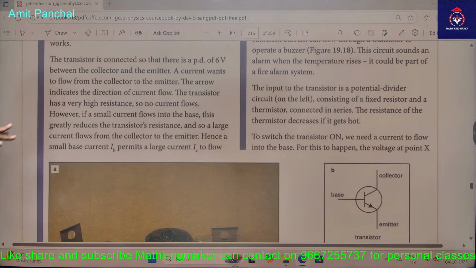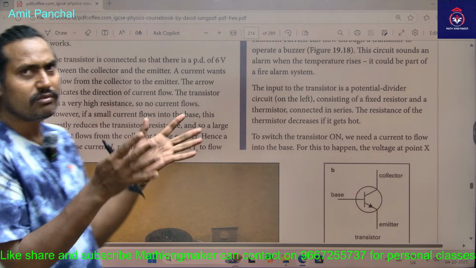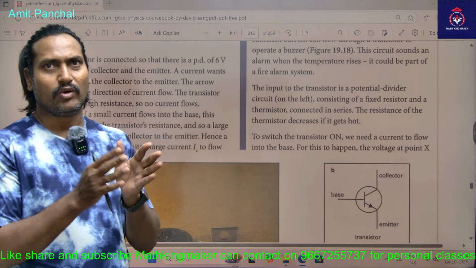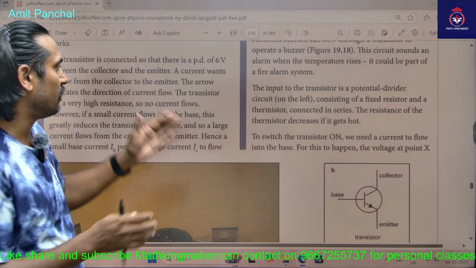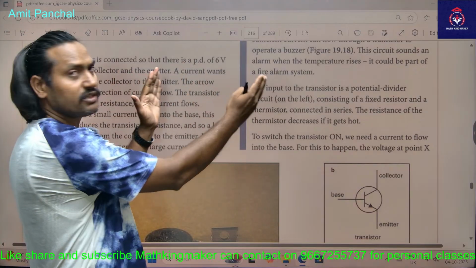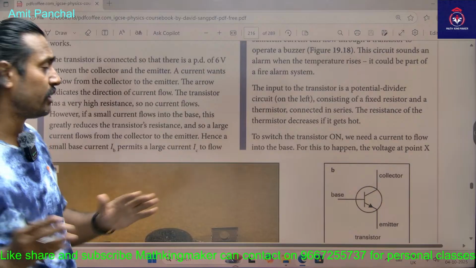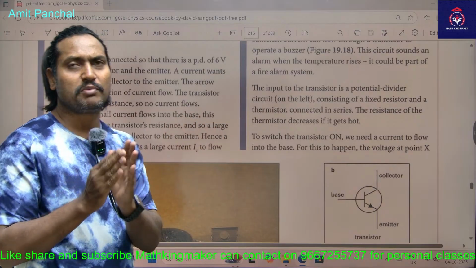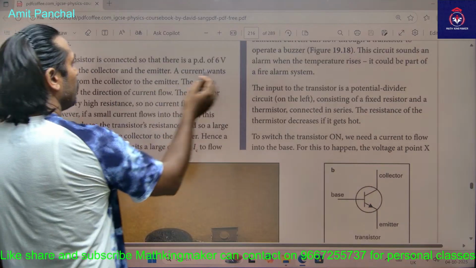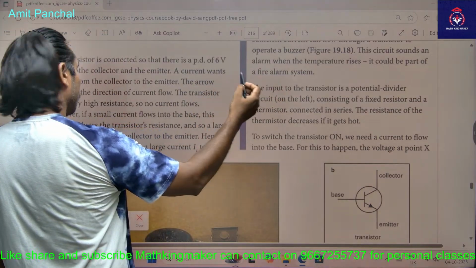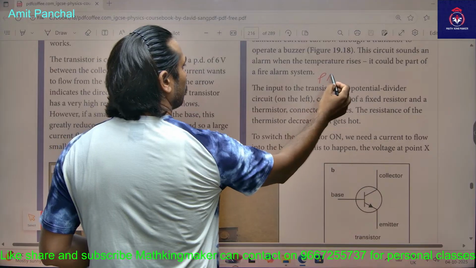The transistor has a very high resistance, so no current flows. However, I told you, it is a combination of diodes. One is connected in forward bias, another one is connected in reverse bias. As I told you, it is a PNP junction diode. Two types of transistors are there, that is PNP and NPN. PNP is formed by connecting two diodes.